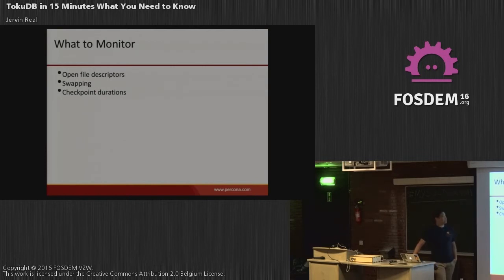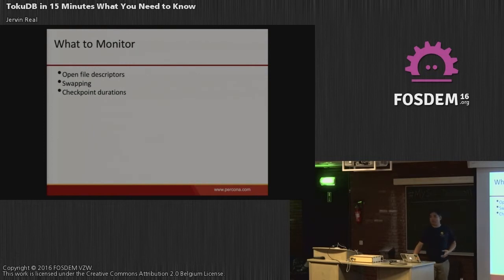What to monitor? I think this is the last one. Again, open file descriptors. If you have a certain limit of open file descriptors, make sure you have it monitored. Swapping is very important as well, because if you're not limiting the memory usage with cgroups, or your data set size is growing too fast, then you have to watch out for swapping, because TokuDB is normally an IO-bound workload, and if you swap and combine that with an IO-bound workload, it's really, really bad. Checkpoint durations.